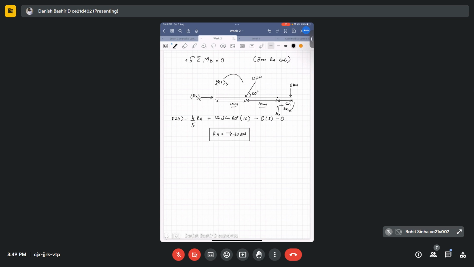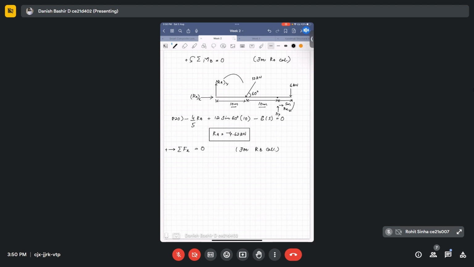Then for computing this BX, we can write another force equilibrium equation, summation FX is equal to 0, and we will take this direction as positive. Here I will write it for the RB calculation.